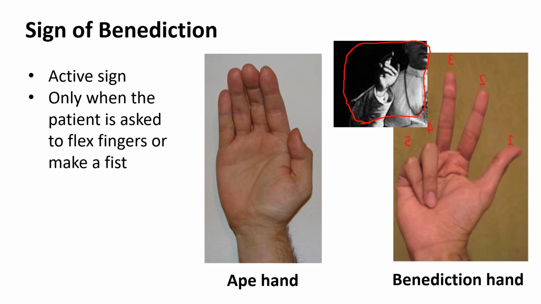It's an active sign. What does an active sign mean? The ape's hand happens at rest. When the hand is at rest, we will have ape's hand. The thumb is laterally rotated, adducted, and there is wasting of the thenar eminence.